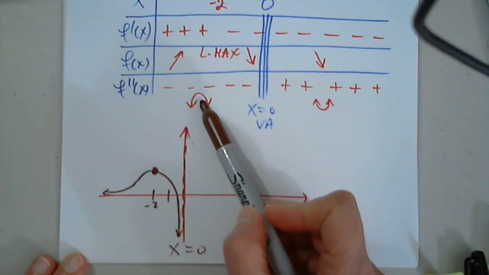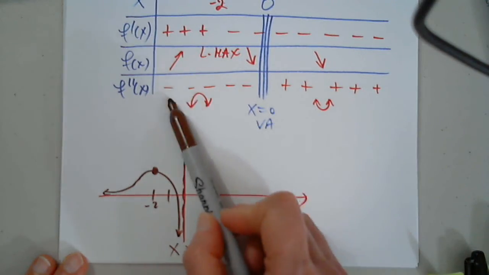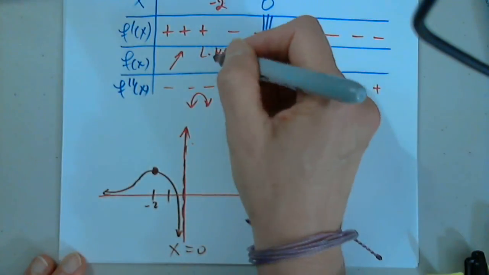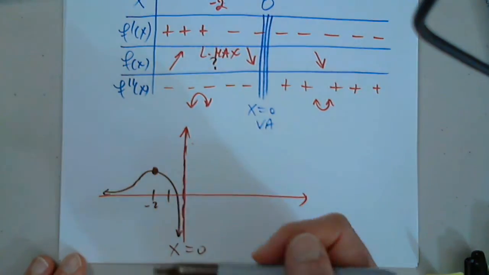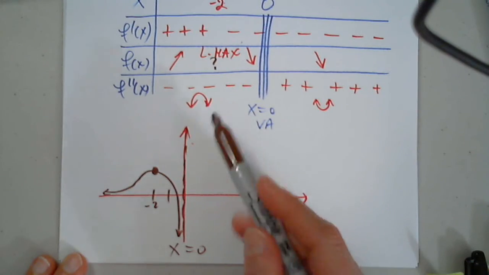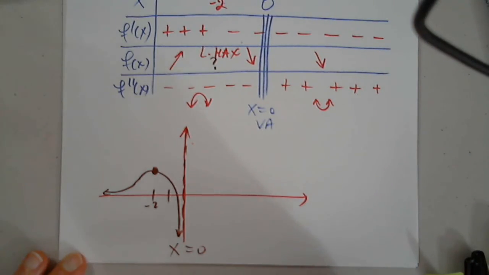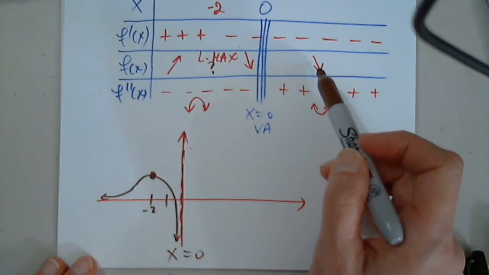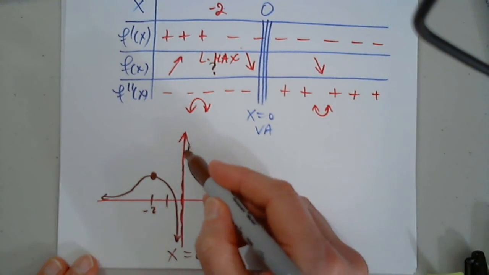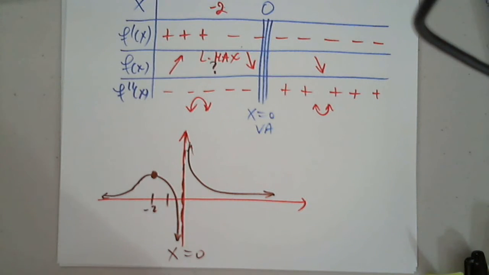So it's increasing, opening down, increasing to -2 comma whatever you want to put in here, doesn't matter. I don't even care what it is. And then it's decreasing, opening down to whatever. On this side, it's always decreasing, opening up. Always decreasing, opening up. And keeping in mind that x equals 0 is a vertical asymptote.